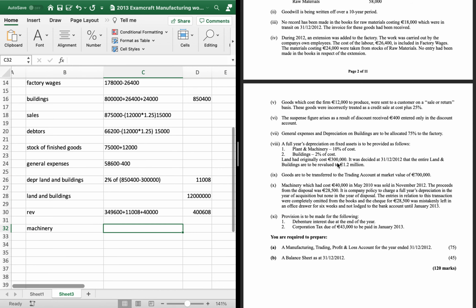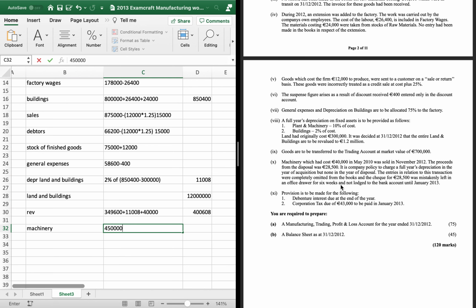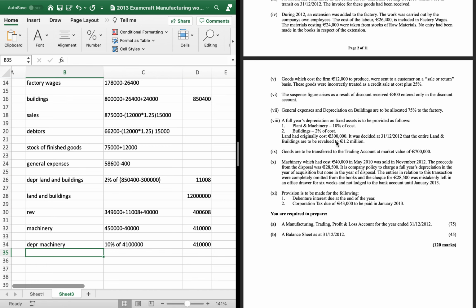So machinery, plant machinery started off at 450, but then we sold machinery costing 40,000, so that's down to 410. It tells us its policy to charge a full year's depreciation in the year of acquisition, but none in disposal. So the depreciation of machinery is just going to be 10% of the 410. It's for a full year, so it's 41,000.